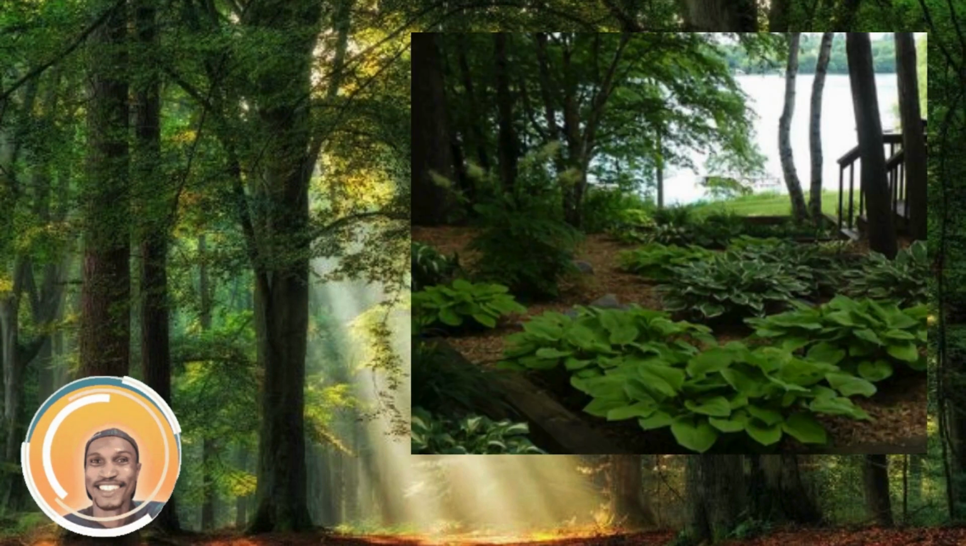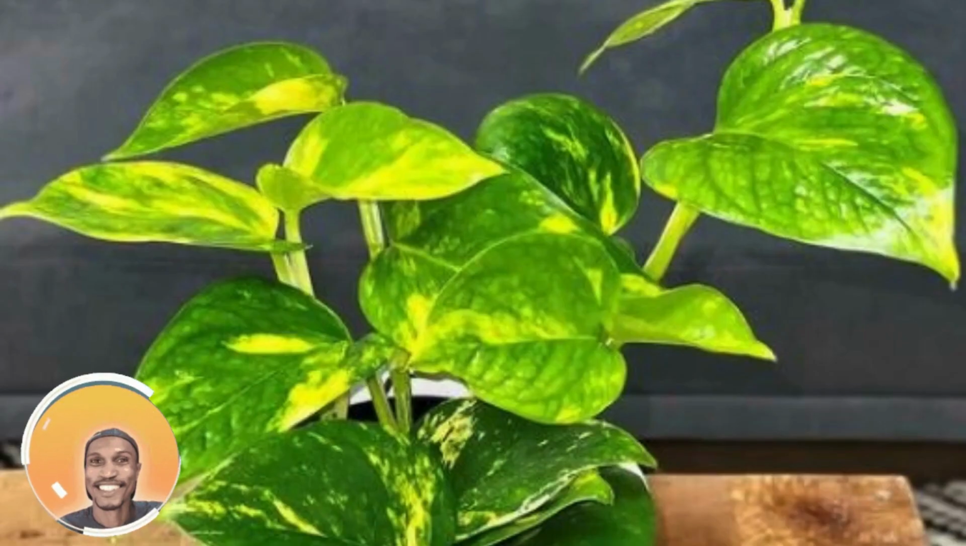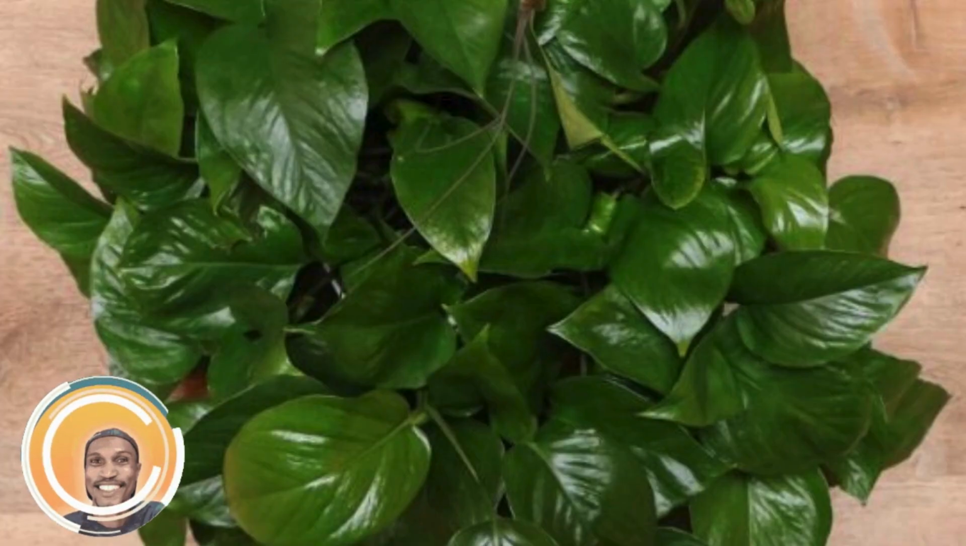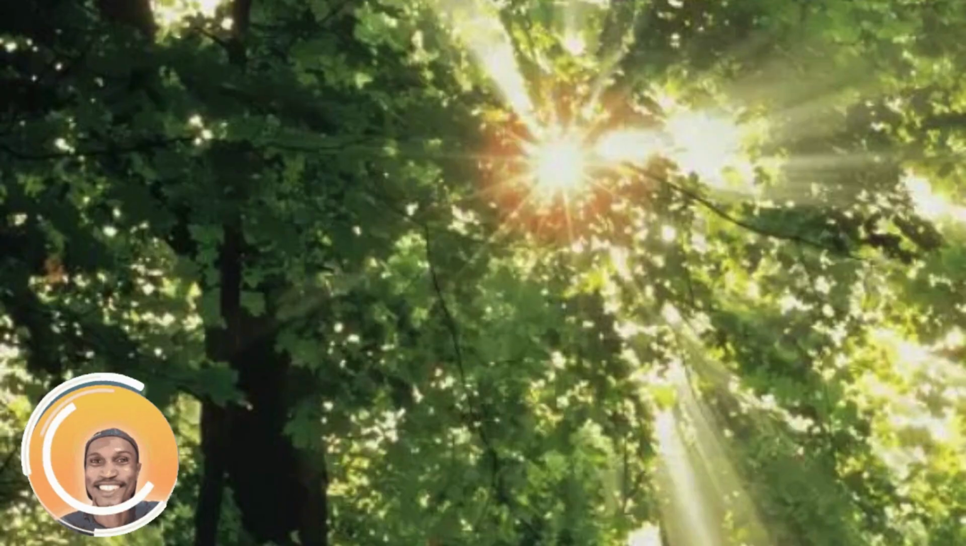In order to adapt to their shaded environment, some plants may change their foliage. Basically similar to what I was saying earlier on. So the foliage is supposed to be variegated, and what you find is that it becomes a solid color, especially if it's in an indoor space, then it could very well mean that the plant is not getting enough light.